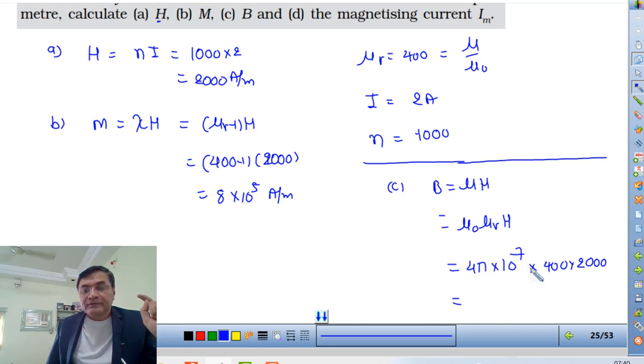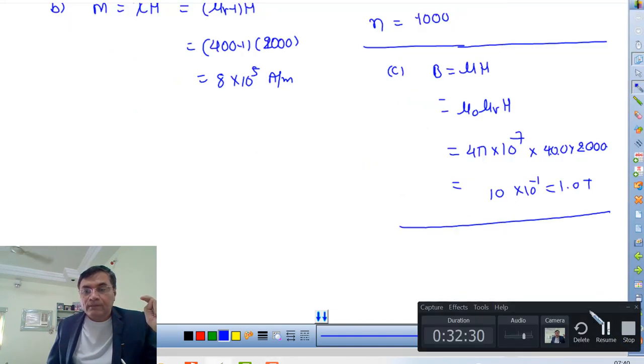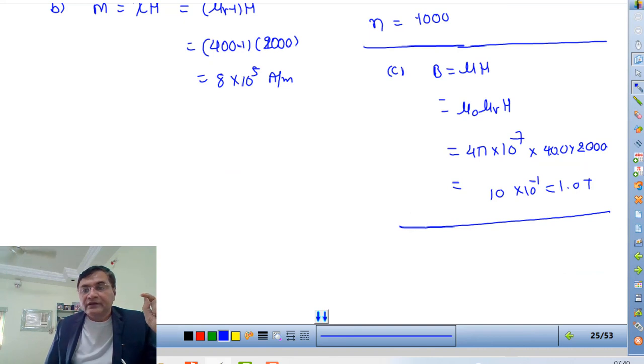If you simplify this, 10 raised to minus 1 remains. 4 2 8, 8 times 4 is 32, and this 10 comes in. So it is 1 Tesla. Check it. So it is 1 Tesla only. And now D.